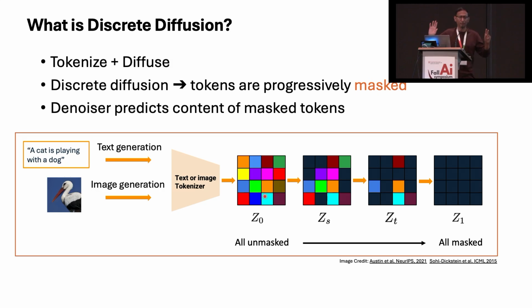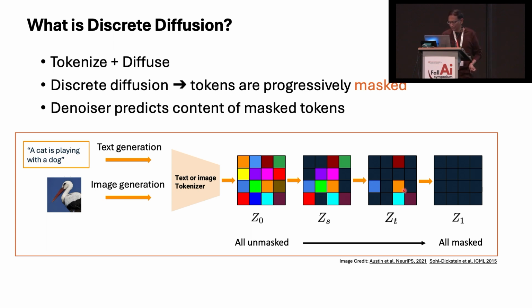This is called the all unmasked state, because every one of these tokens is visible. And then what you do in the diffusion is, the most popular diffusion model is to mask them, meaning for each one of these, at some random time, just cover it up, which is basically called a mask, which is just a new word in the vocabulary.